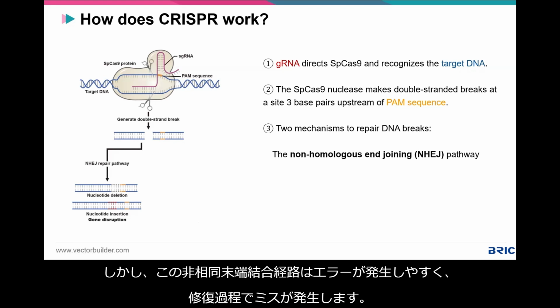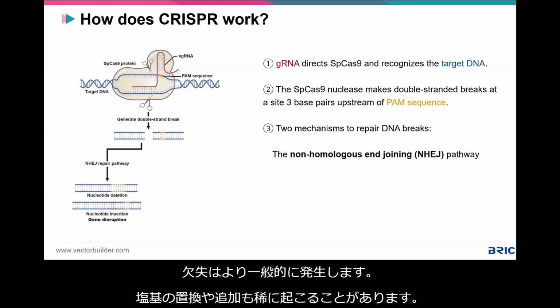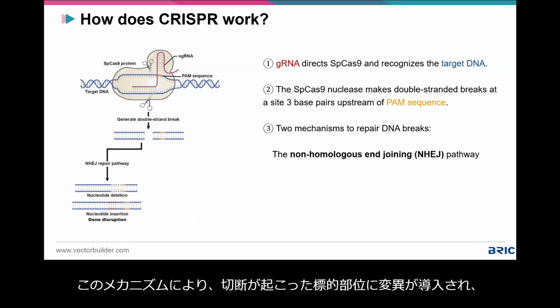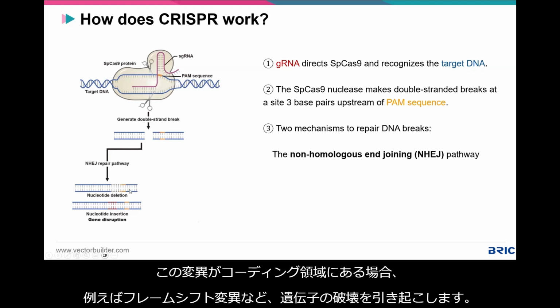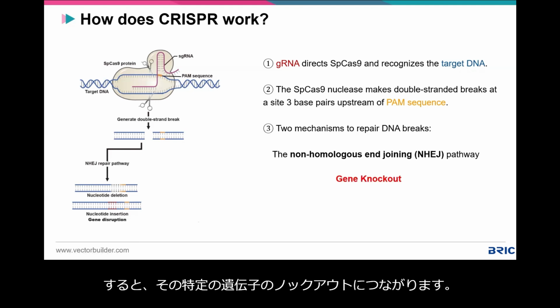And in that process of repairing, some mistakes happen. More commonly, deletions happen. More rarely, substitutions and additions can also happen. By that mechanism, mutations are introduced at the target site where the cut happened. And if this mutation is in a coding region causing a disruption of the gene, for example, a frameshift mutation, then that leads to knockout of that specific gene.